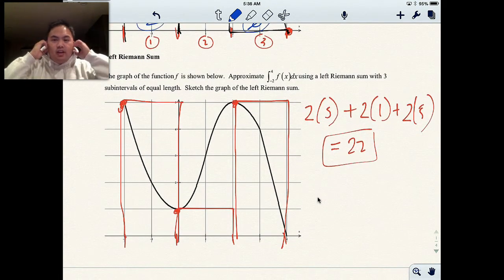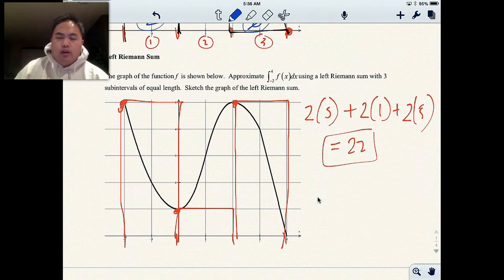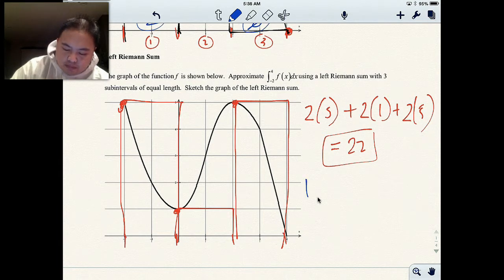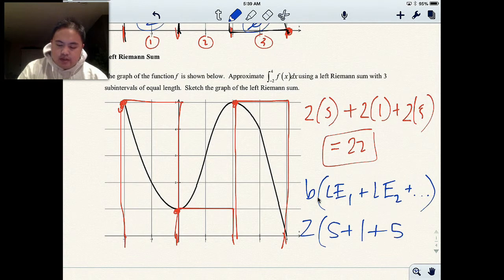So you're probably guessing, oh, maybe the area under the curve is probably half of that or an average of that. Okay. And again, just so I could show you, because you're not always going to have this graph, the formula for the area under the curve with the left Riemann sum is the base, and then again, it's going to be left endpoint 1 plus left endpoint 2 plus dot, dot, dot. So I could have written the formula as 2 parentheses my 3 endpoints, 5 plus 1 plus 5, and still got the same answer.